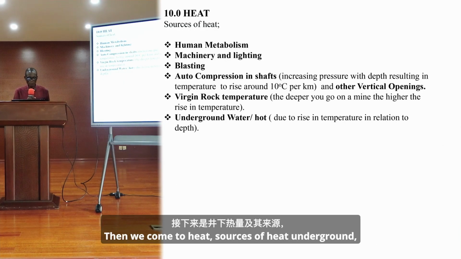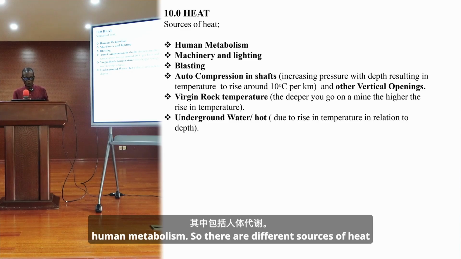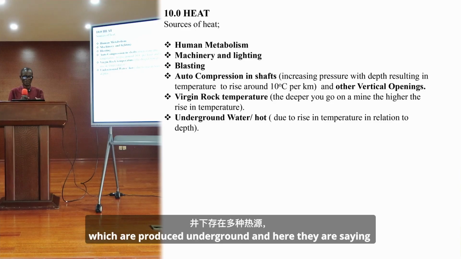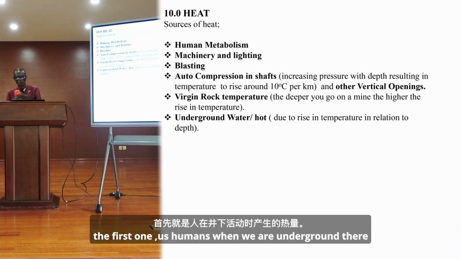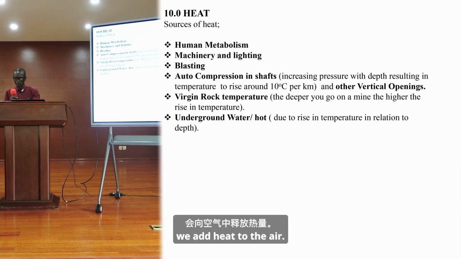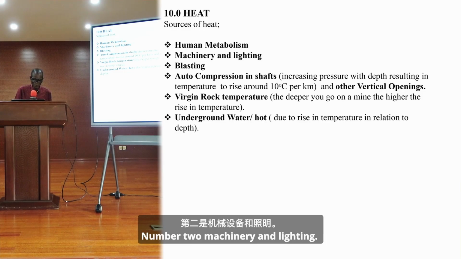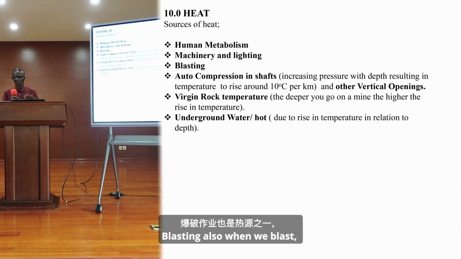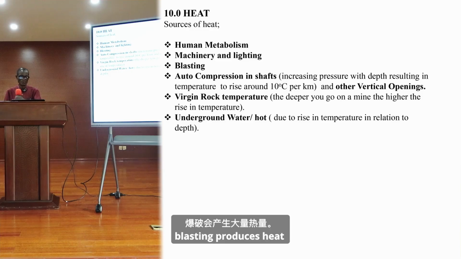Then we come to heat, sources of heat underground. Number 1, human metabolism. So there are different sources of heat which are produced underground. The first one is us humans: when we are underground, as we are breathing and as we are sweating, we add heat to the air. Number 2, machinery and lighting. Blasting also, when we blast, blasting produces heat.